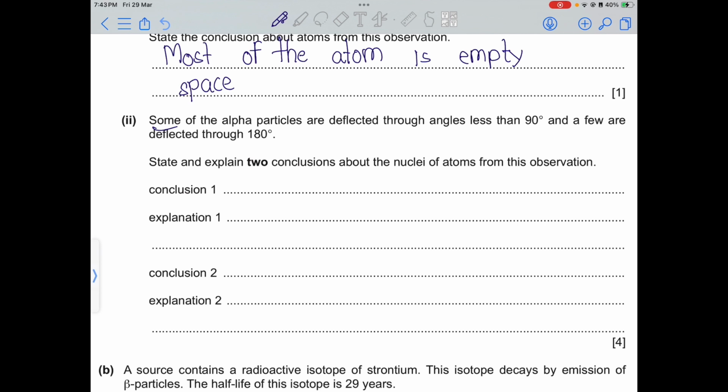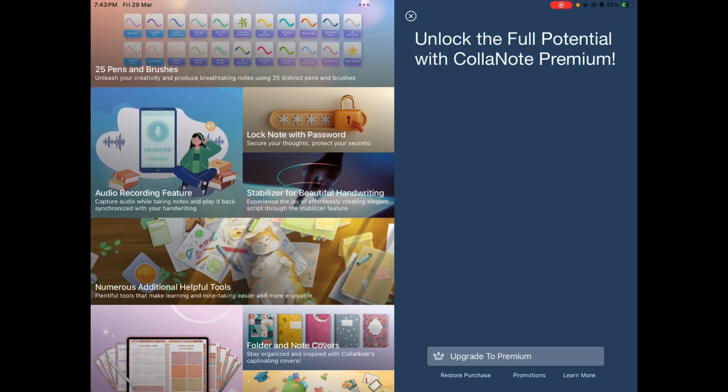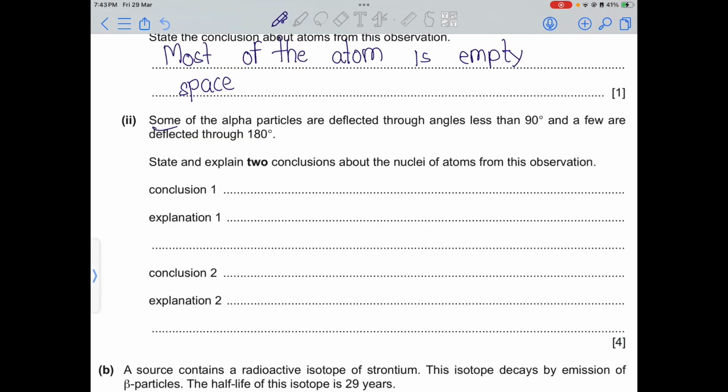Second, you say that the nucleus is positively charged, hence it repels the positively charged alpha particles, and there's a repulsive force which causes them to deflect. You can also say that the mass of the gold nucleus is much greater than the mass of the alpha particle, which means that large repulsive forces give large deflections. So I would just keep the two points here: the nucleus is very small, and the nucleus is positively charged.